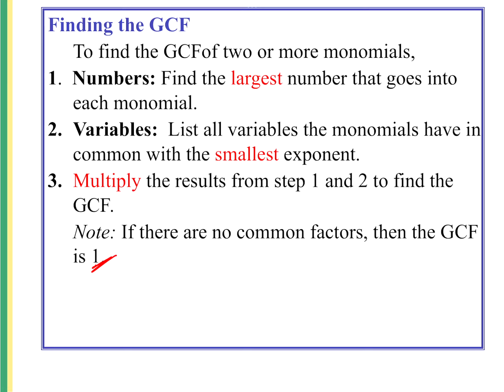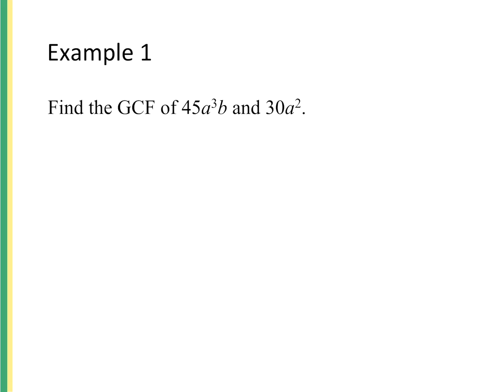Okay, so let's just do an example of finding a greatest common factor. We want to find the greatest common factor between 45a cubed b and 30a squared. So just look at the numbers. What's the biggest number that goes into 45 and 30? 15. Everybody agree 15 is the biggest number? What variable do they have in common? A, and the smallest exponent is squared. And you're done. Hard stuff today. Hardest part's finding the biggest number sometimes. Questions on that one?